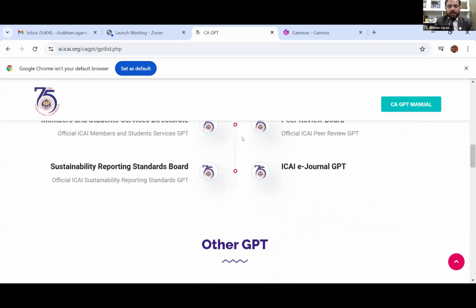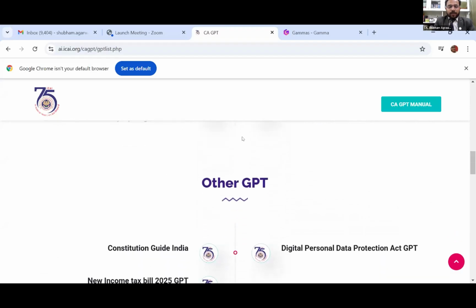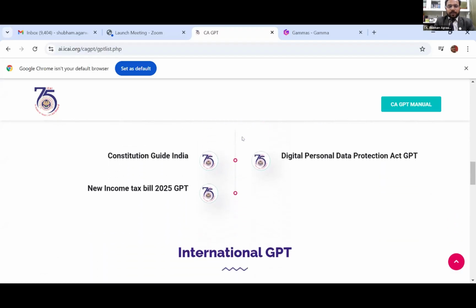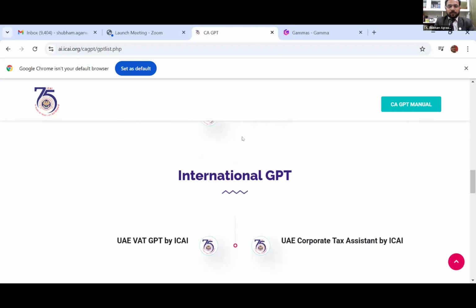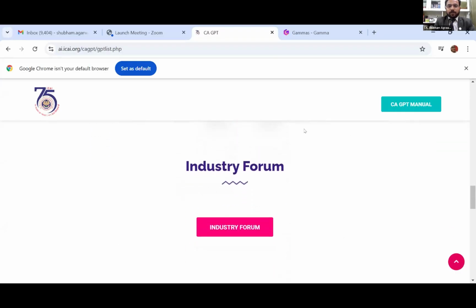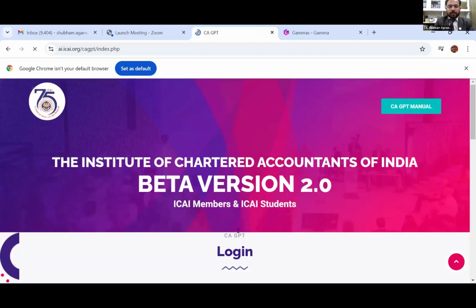And we have to take care of one thing: it provides the probable solution only. We cannot rely 100% on this; we have to apply our human intelligence also. But our query is related to the leather industry, so we are moving to the industry forum.